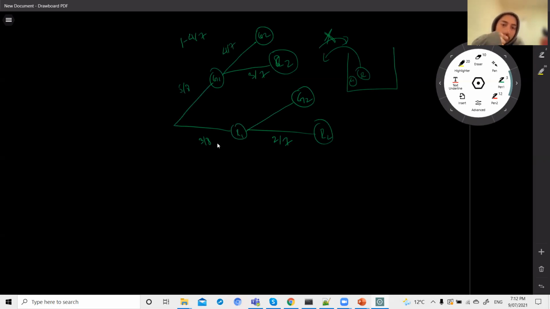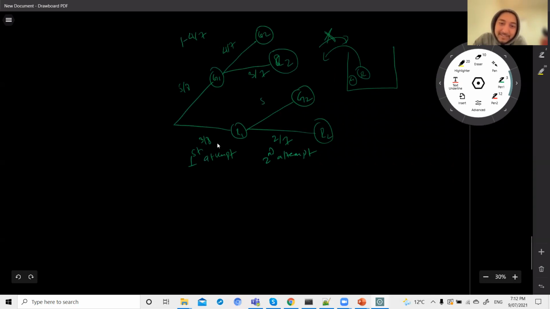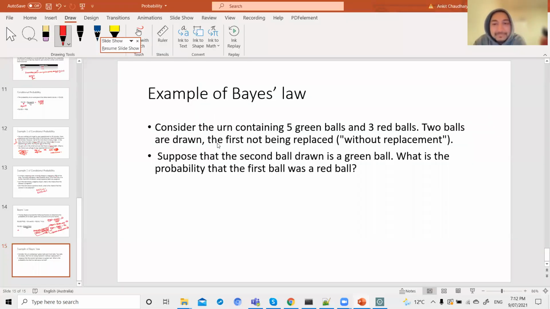My concern is that red ball was the first one we draw, so it can be either red or green. In the first attempt, we are here to find the probability of finding red, and this is for the second attempt. Now I get it. So this will be 5/7.